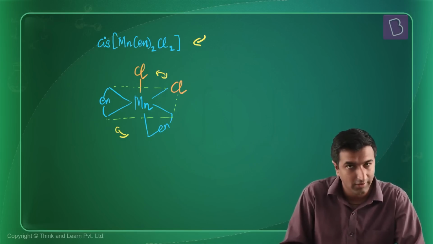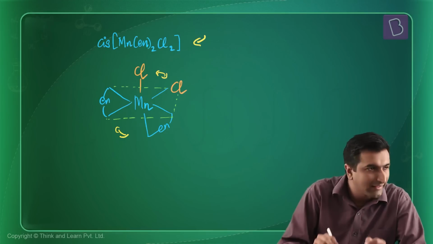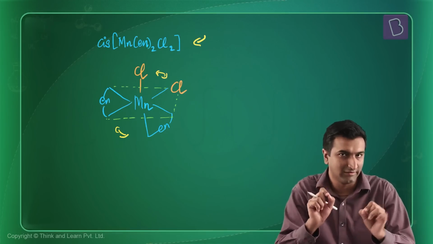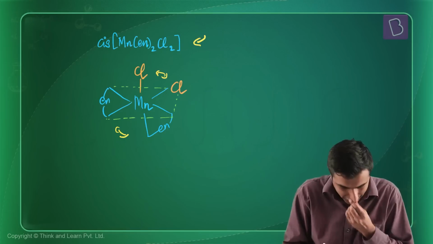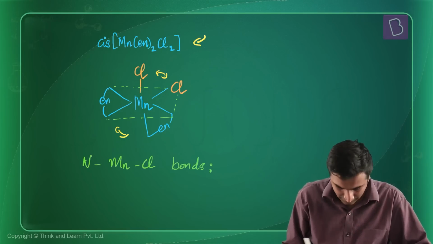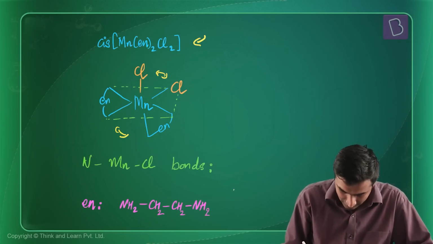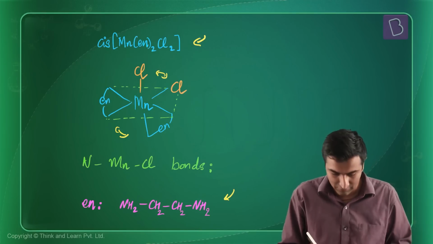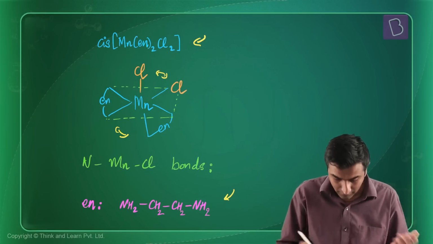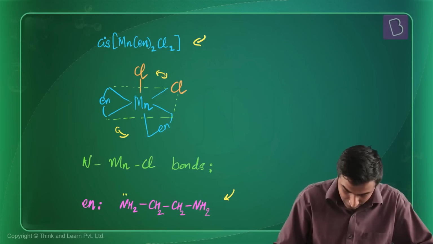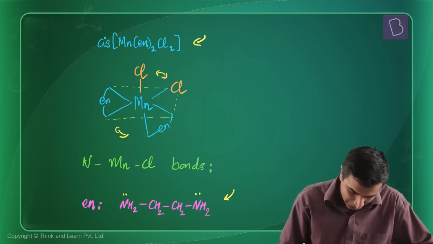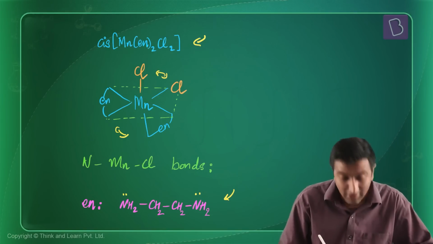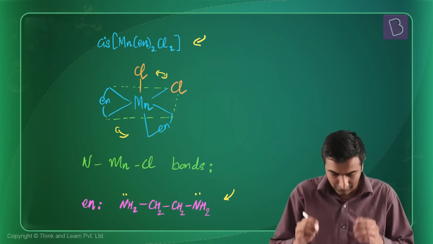Once you've drawn this out, the rest of it is direct, but there is a small catch here. I'll tell you what I'm talking about. Now, we need to figure out the N-Mn-Cl bond angles. What is en? I've written that down here. It's NH2, CH2, CH2, NH2. This is the compound en. It's a bidentate ligand. You have lone pairs of electrons on these nitrogens, so it's these that act as the donors.